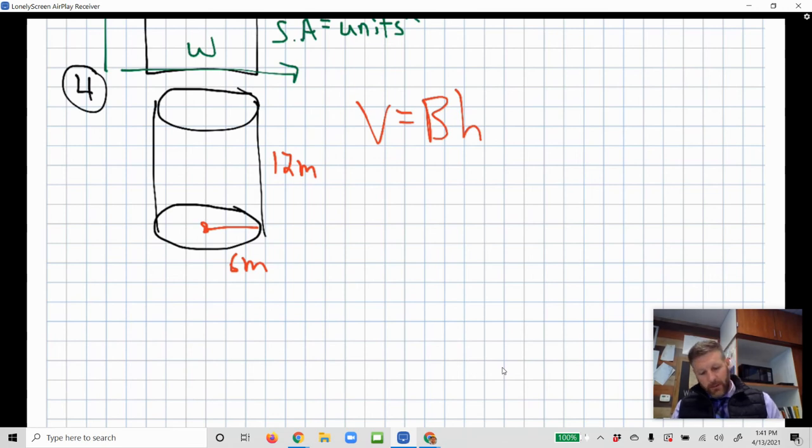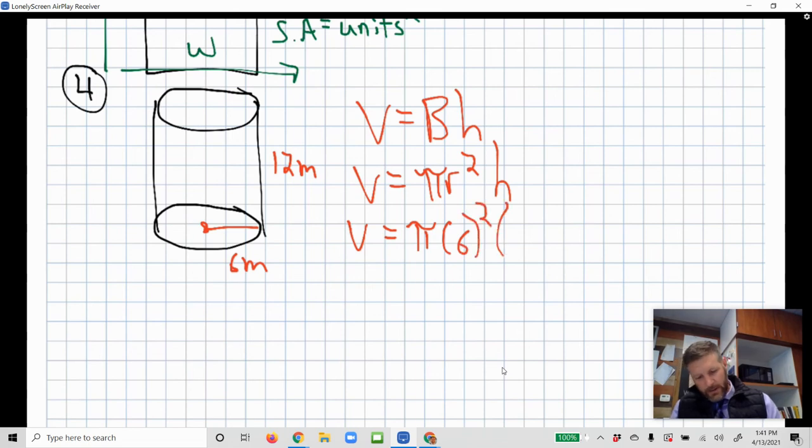What kind of shape are we dealing with? We're dealing with a circle. So that means the base is actually going to be the area of a circle, pi r squared, times the height. Now we can go ahead and plug in our radius. They give it to us straight away. Pi times 6 squared. And what's our height? Our height is 12.